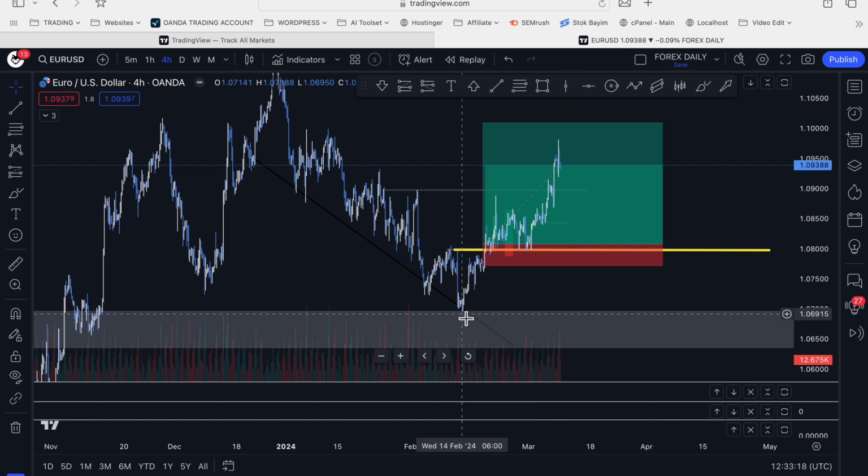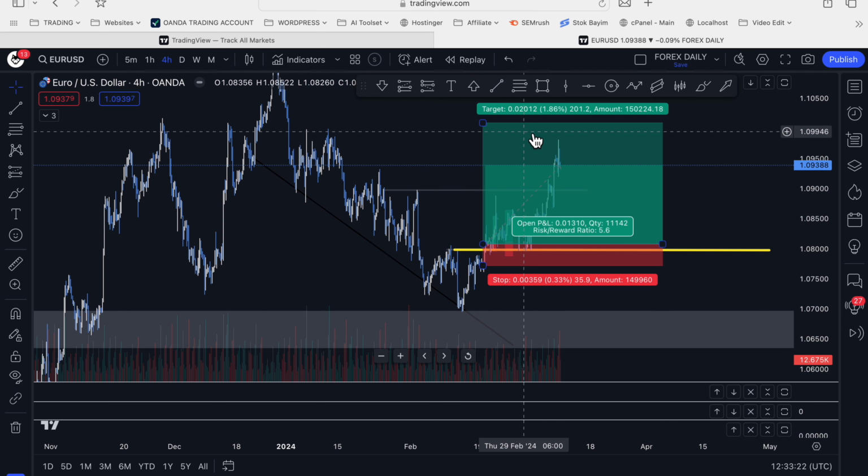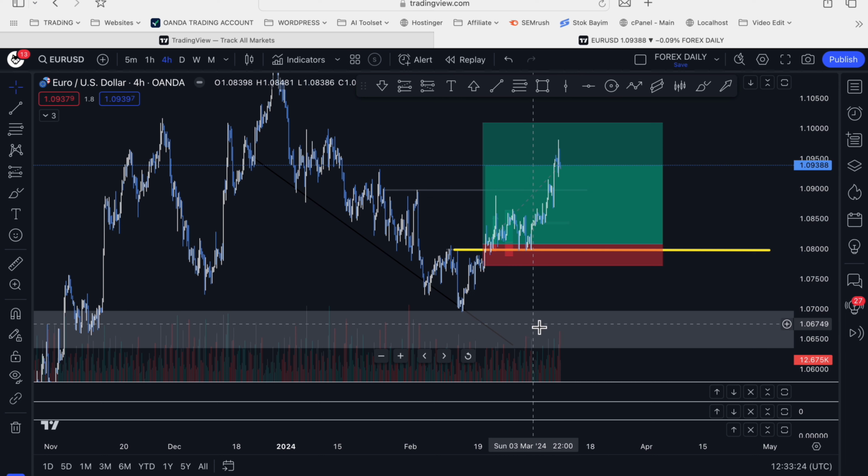So we've been in an uptrend here for almost a month, and as you can see, we entered the trade here, and we're going to discuss where and why we entered where we did enter.